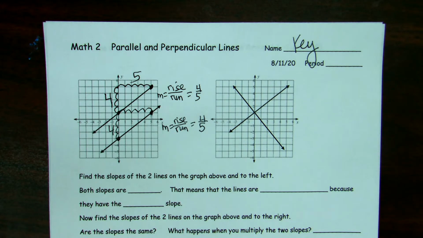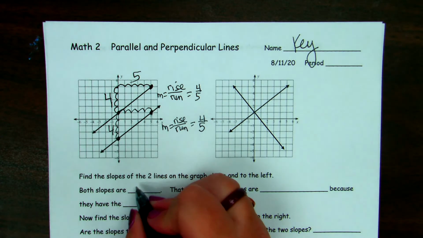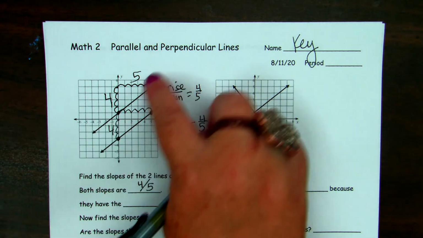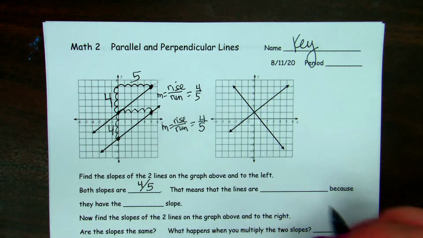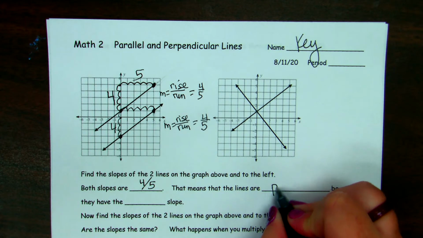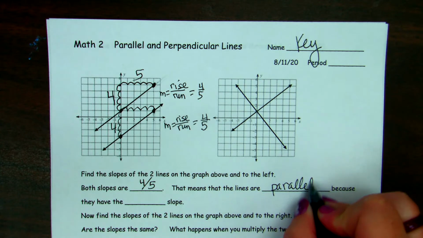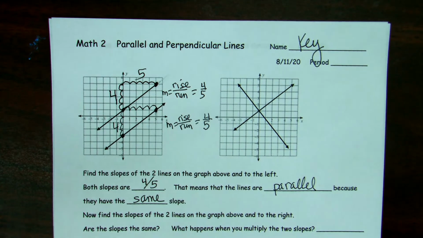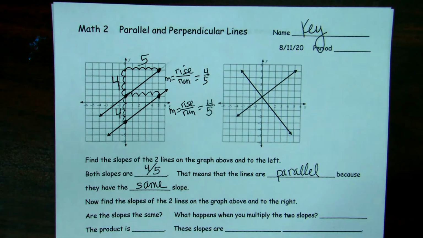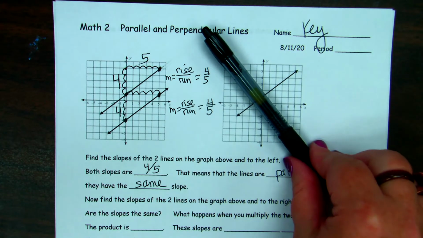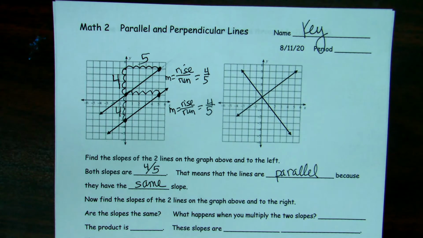So what do you notice about those two slopes? Both slopes are 4 over 5. That means the lines are, what do these lines look like? They're called what? Parallel. Because they have the same slope. If they have the same slope, they're parallel to each other. These lines are parallel. These lines are not parallel. One slope is positive and one slope is negative. They're not parallel. But if they have the same exact slope, then they're parallel.